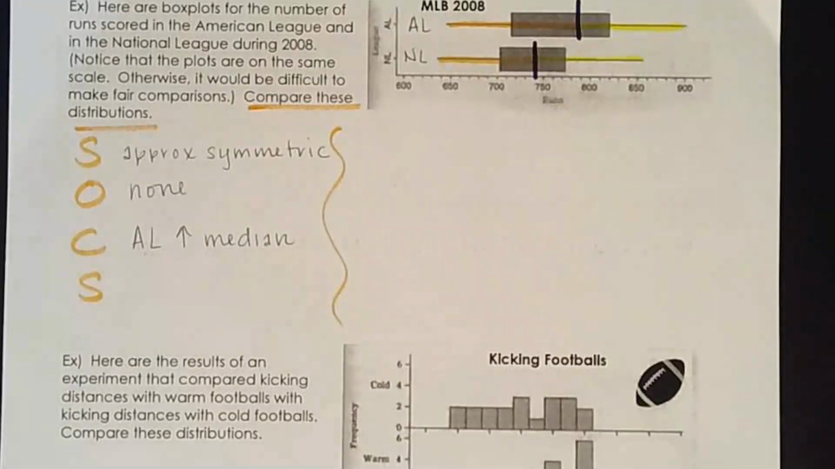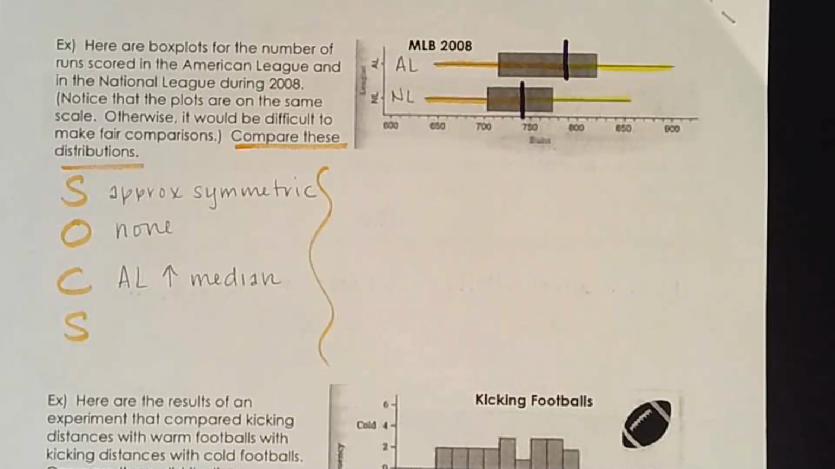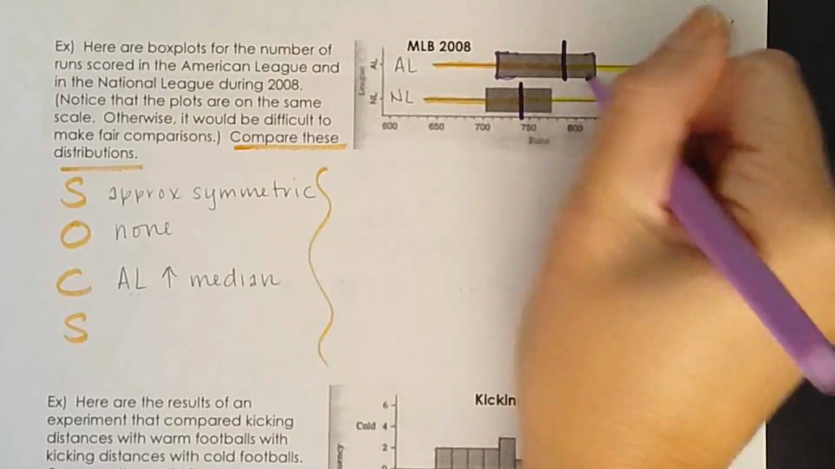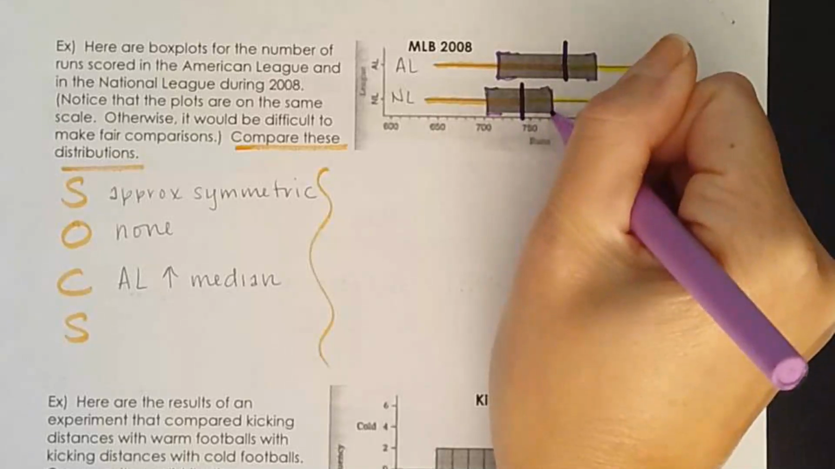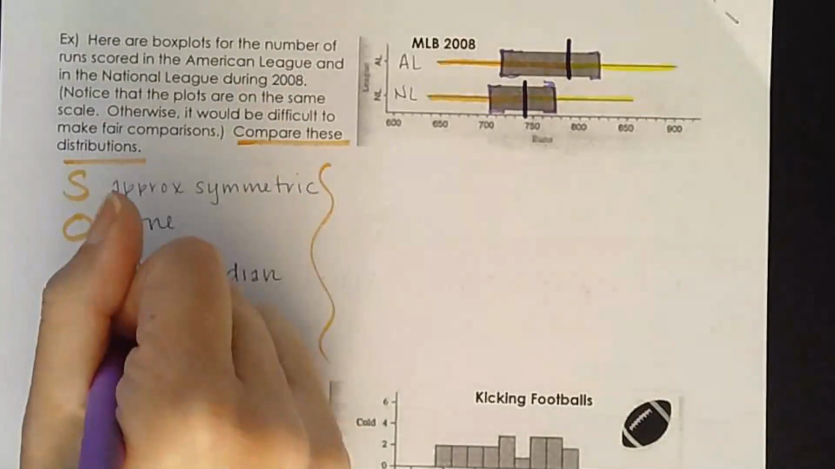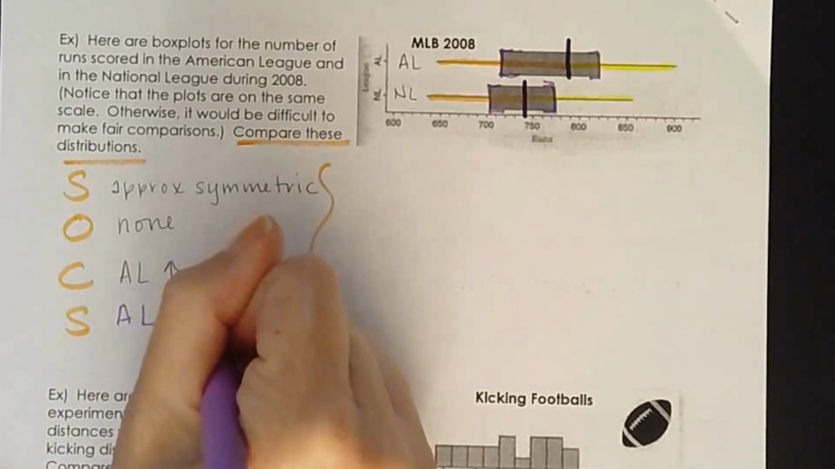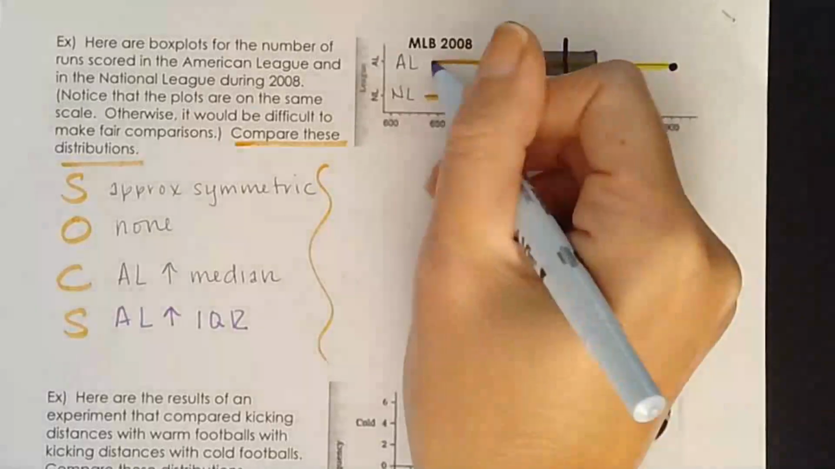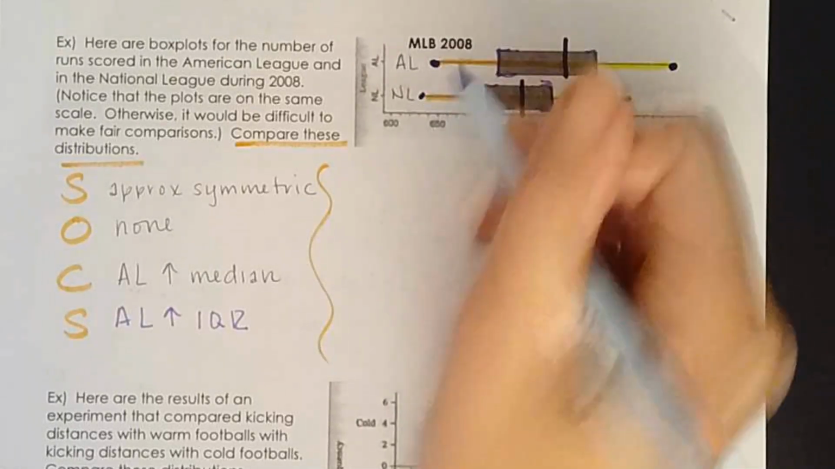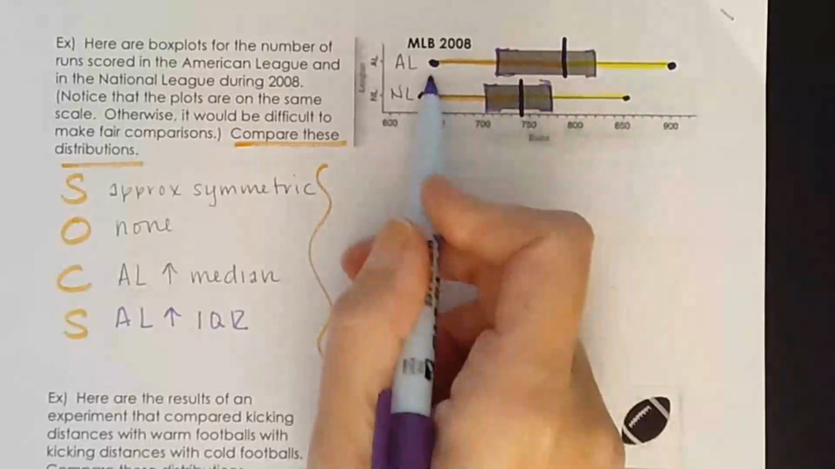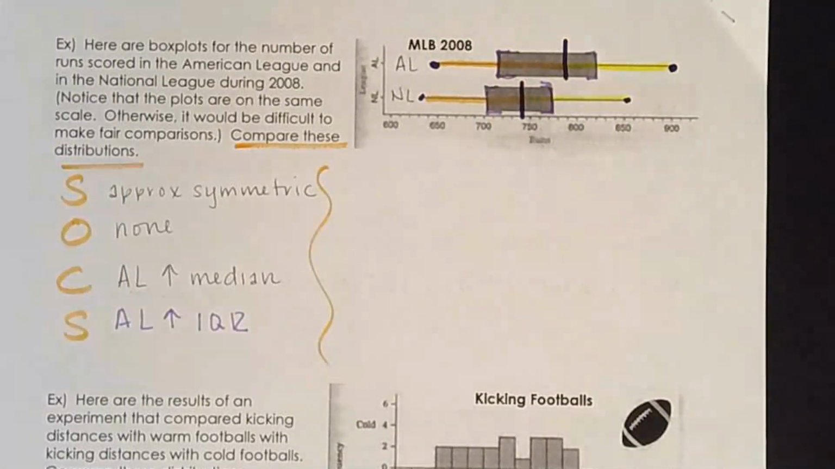Now, for the spread, you can compare the length of the box, which would just be this piece. This is your IQR. The length of the box is your IQR. Who's got a larger IQR? AL or NL? AL. Or you could have looked at the length of the entire plot. What statistic is the length of the entire plot? What statistic is max minus min? Range. So the length of the entire plot is the range.